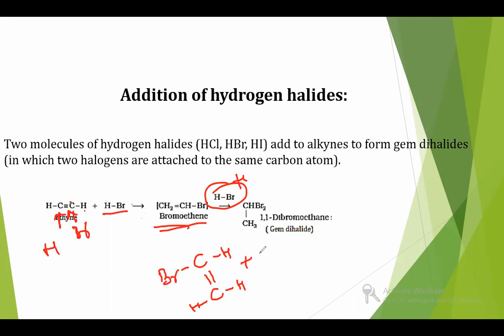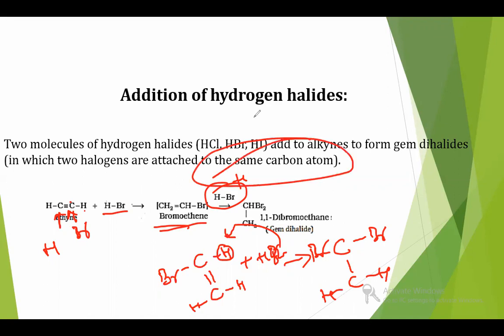When we treat again with HBr, then we will be getting this bromine. Hydrogen is replaced by this bromine. It will be forming carbon with bromine, and here is bromine and carbon with single bond, hydrogen and hydrogen. What is this? Both bromines attach to the same carbon, and it is called a gem dihalide. Gem dihalide. Okay. Next.